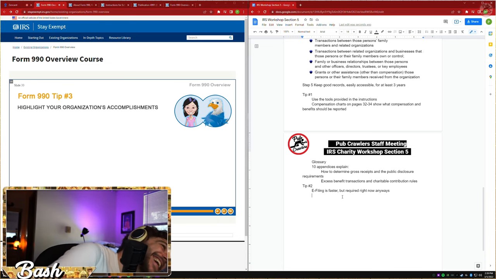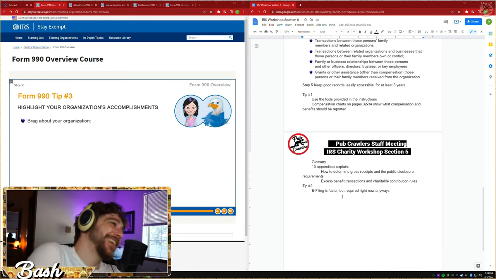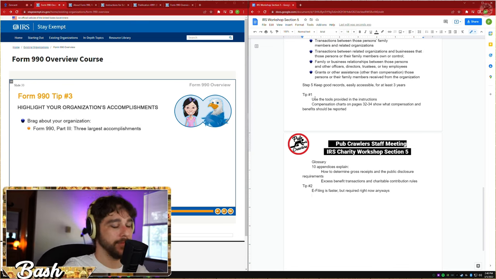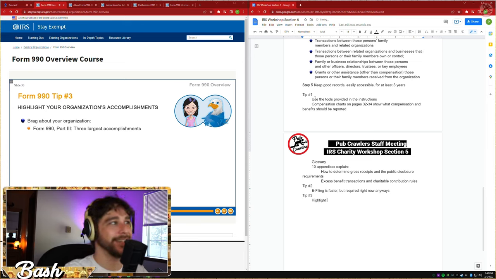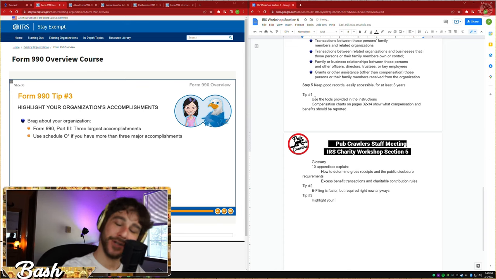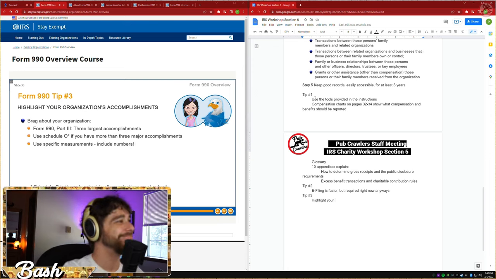You should use the form to brag about what you do. For instance, Part 3 allows you to describe your three largest program service accomplishments, measured by total expenses. This is funny. Brag about your organization. If you have more than three programs, highlight your organization's accomplishments. Wow. Yeah, I got a 501(c)(3). What of it?